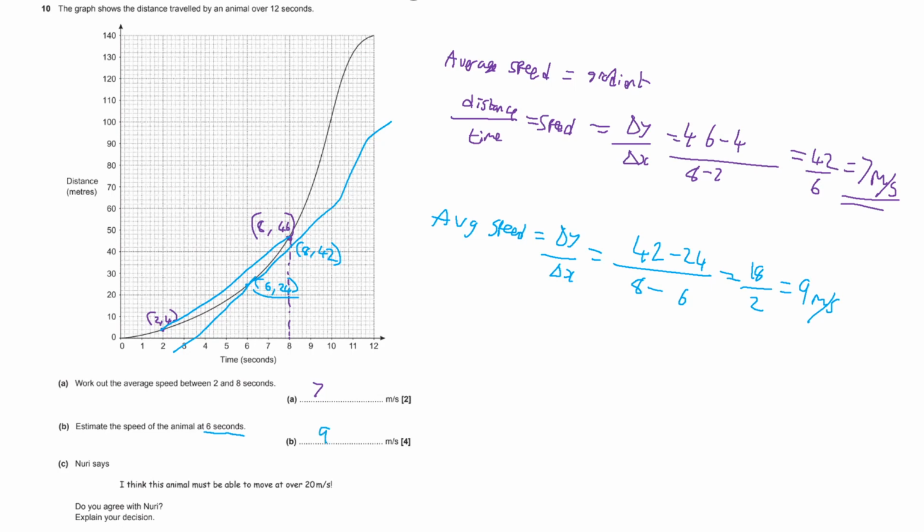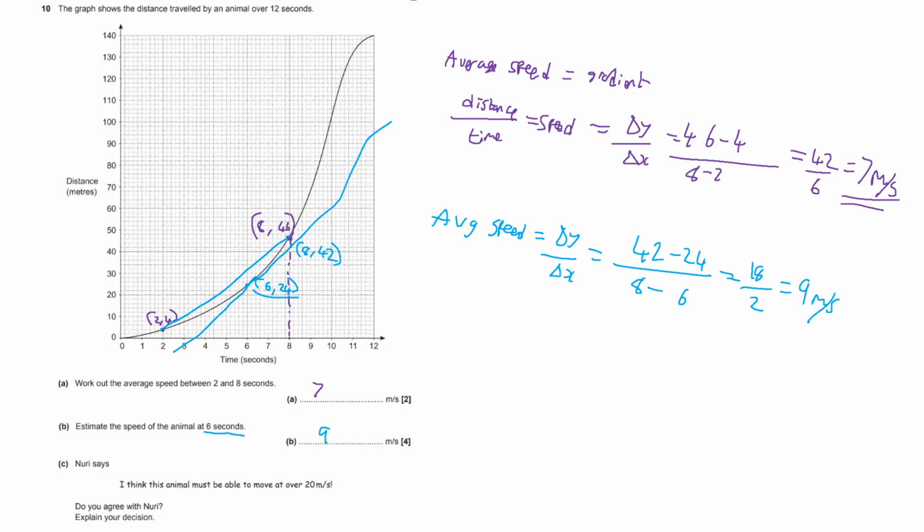Okay? It should be larger than 7, just because this is a lot steeper. So it should be a bit faster than it was in the first part.